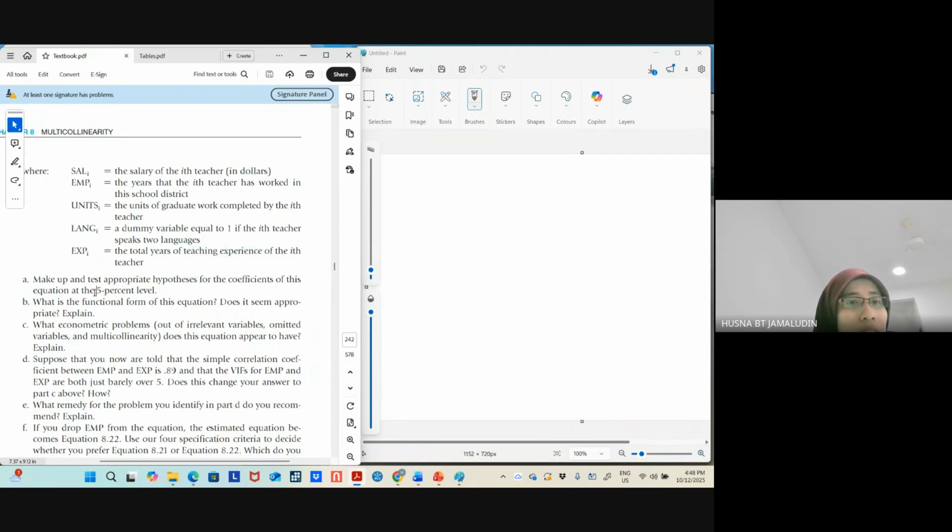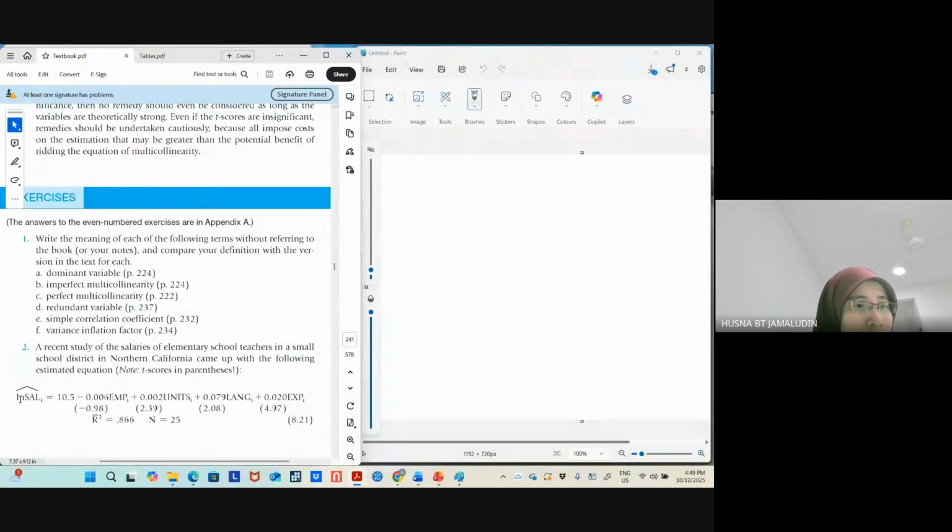Okay, so the first one is hypothesis testing. I trust you can do this. Second, what is the functional form for this equation? Because now chapter 8 is about multicollinearity, and you have covered functional form in chapter 7. Do you think that the current functional form is appropriate? Explain. What is the functional form? The first one is log. This is log-lin. Do you think this is okay?